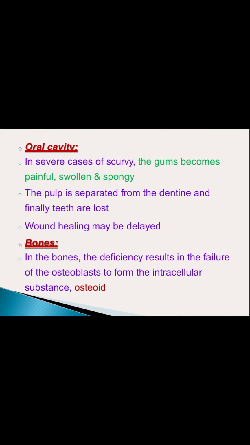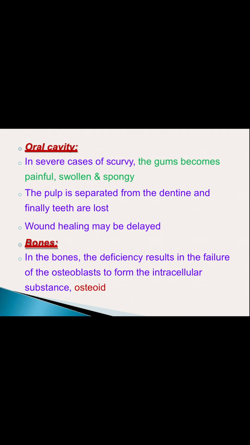In the oral cavity, in severe cases of scurvy, the gum becomes painful, swollen and spongy, and the pulp is separated from the dentine, and finally teeth are lost. Wound healing may be delayed, and you will be more prone to infections. Why? Because vitamin C has immunological functions. It is necessary for the phagocytes to work. If vitamin C is deficient, your immunity comes down, thus you are not able to fight against germs, and you will be more prone to infections.